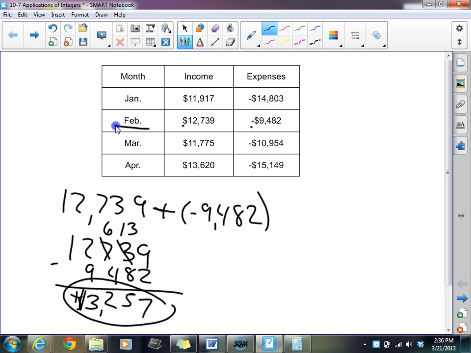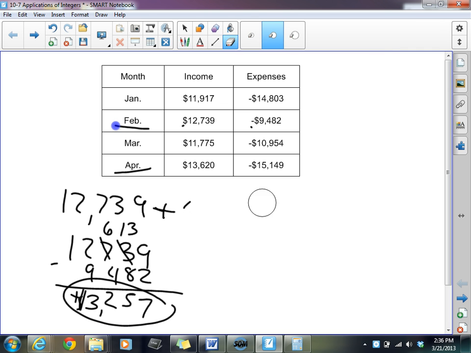Now let's do one more. Let's find the profit or loss for, let's say, April. Okay, so let's look at April. I'll go ahead and erase this because I need some room. Now for April, we see the flower shop gained $13,620, but they lost $15,149. So with this, we're going to be adding a negative number.